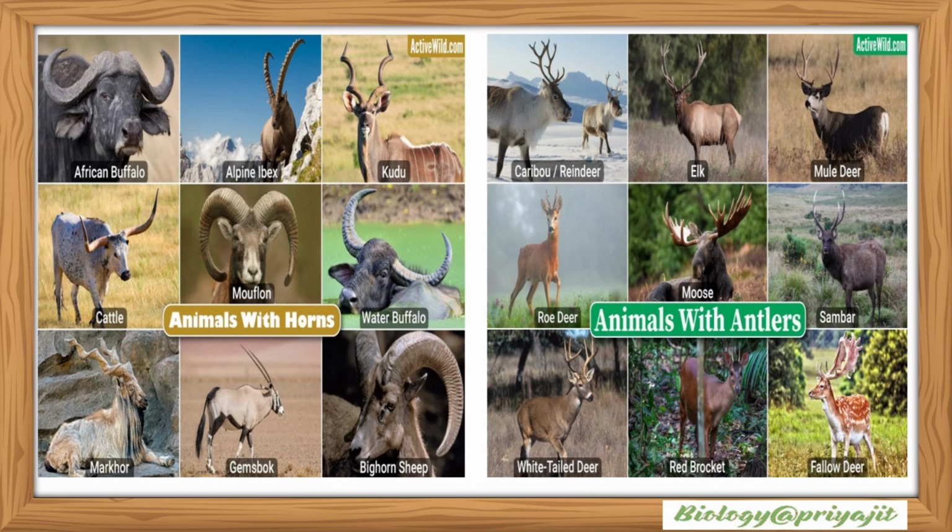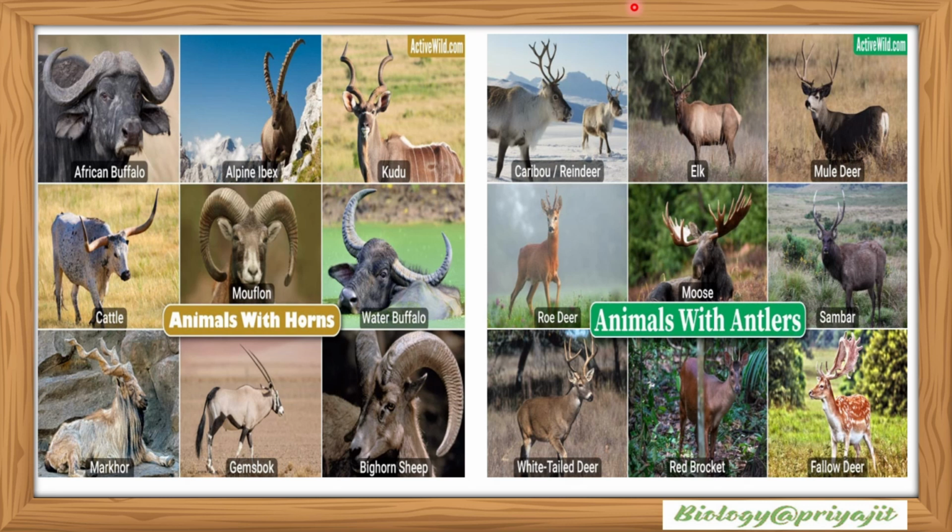The first image is a collage showing different animals with horns, labeled for identification. The top row has African buffalo, alpine ibex, and kudu. The middle row includes cattle, mouflon, and water buffalo. The bottom row has markhor, chamois, and bighorn sheep.